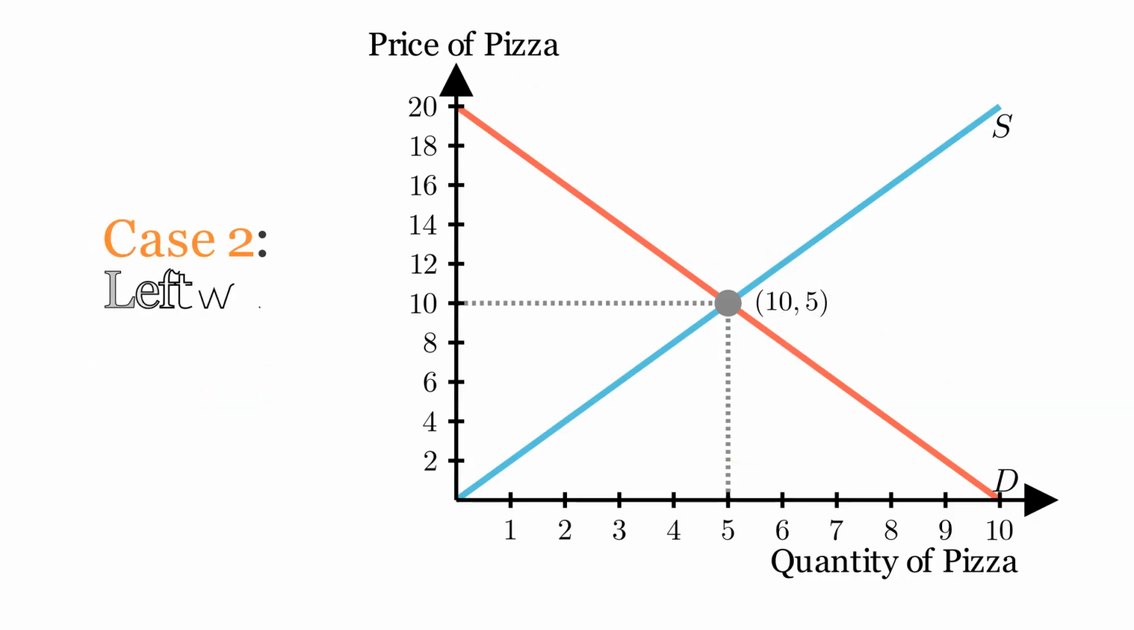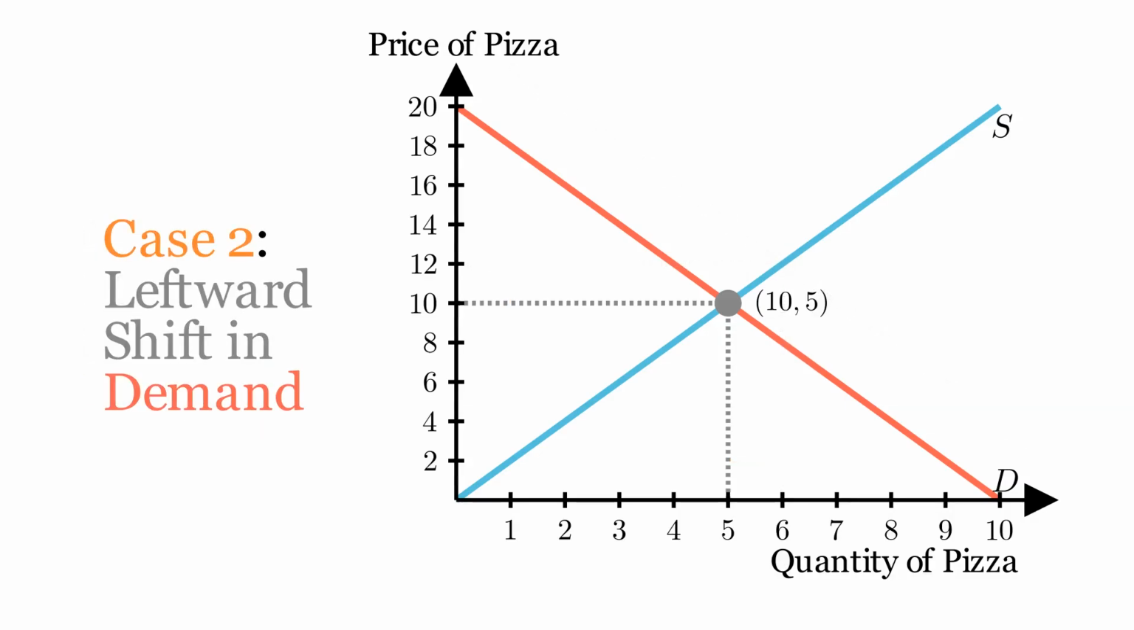Case 2. Leftward shift in demand. Suppose there is a change in a known price factor, such as a decrease in consumer income. In this case, the demand curve will shift leftward. This change in demand creates a new equilibrium point in the market. Equilibrium quantity will decrease and equilibrium price will also decrease. This point is our new equilibrium point. Price decreases from 10 to 8 and quantity decreases from 5 to 4.